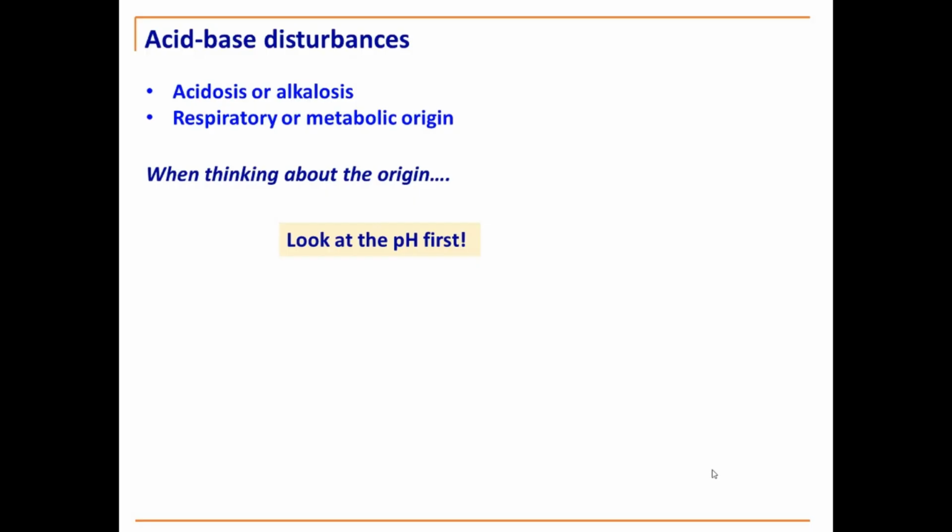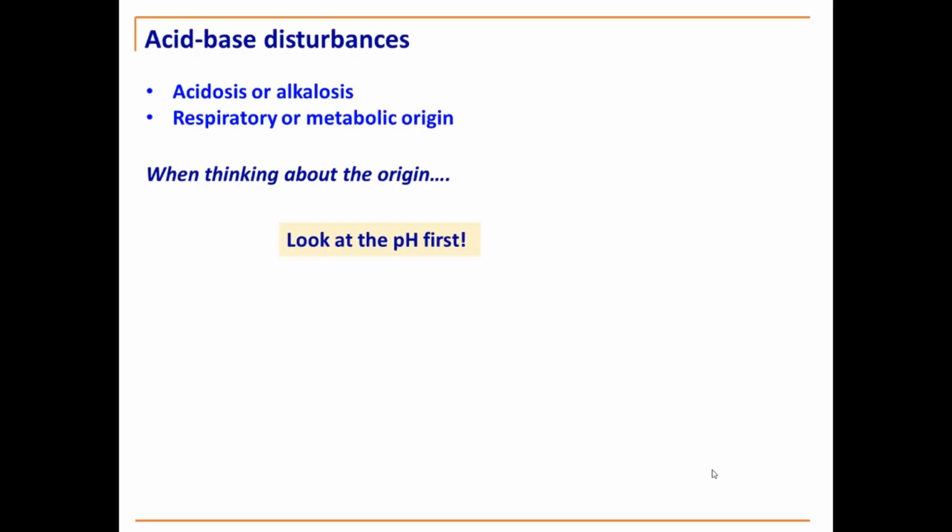Hopefully you got that. So you know that if it's below 7.35, they're in the acidotic range. And if they're above 7.45, you know they're in the alkalotic range. So that's really easy. But then you've got to work out, is this alkalosis or acidosis? Is this because of a respiratory issue, so something to do with the lungs? Or is it a metabolic issue? Or is it actually both?